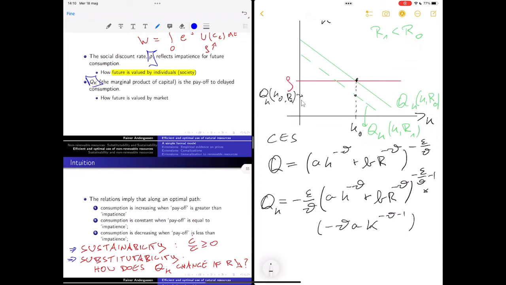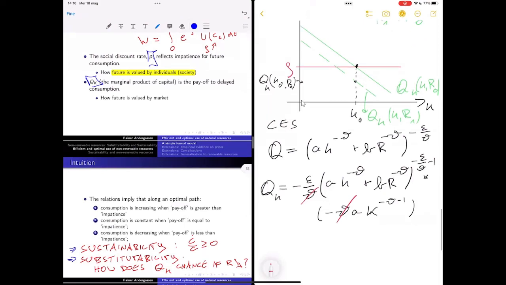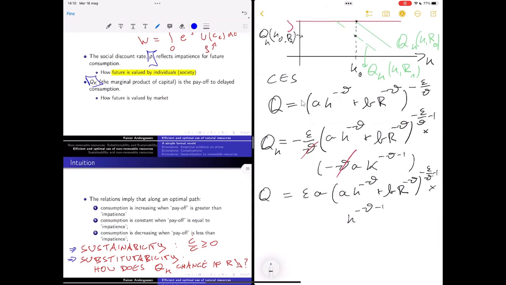I can simplify things here, just to rewrite them in a simpler way. Minus times minus becomes plus, so this is epsilon a, times (K to the power of minus theta plus b R to the power of minus theta) to the power of minus epsilon over theta minus 1, times K to the power of minus theta minus 1. This is my marginal product of capital.